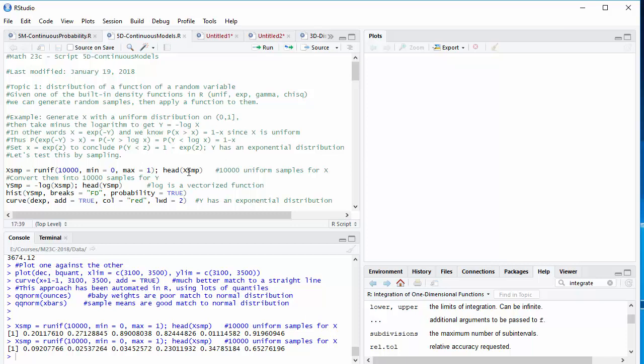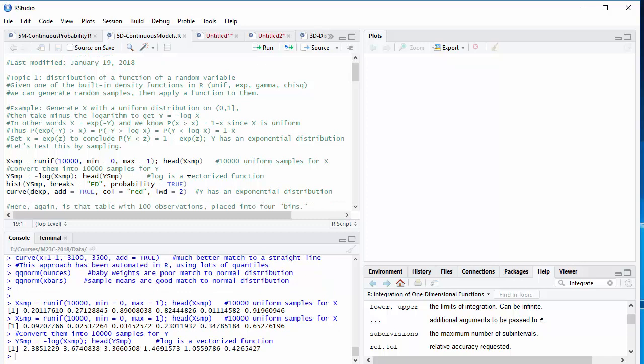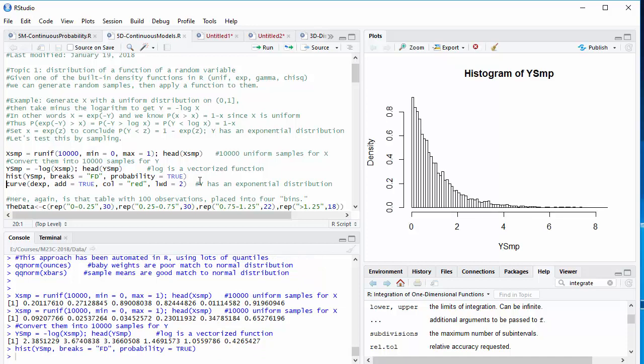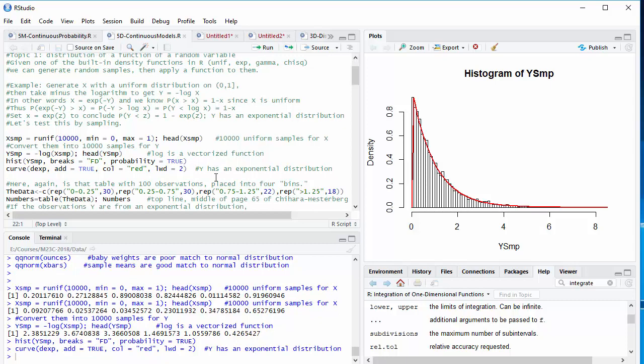Now if y is equal to minus log x, all I have to do is exploit the fact that log is a vectorized function in R, and I get logarithms, and you can see a substantial number of these are greater than 1. If I plot a histogram of them, well, it does seem to fall off exponentially, and if I overlay a plot of the exponential distribution, LWD is short for line width. That's what gives me this nice, thick and lovely red line. You can see there's a beautiful matchup.